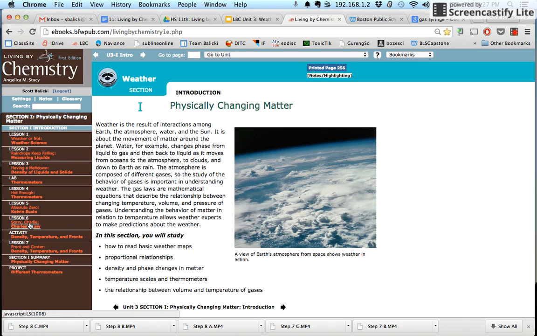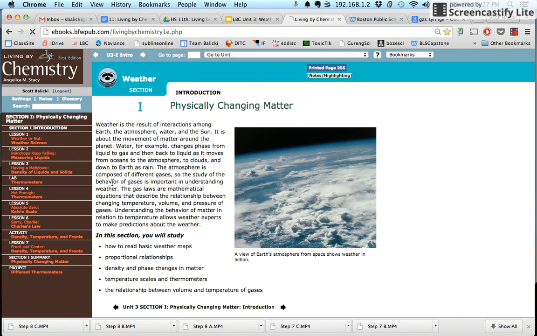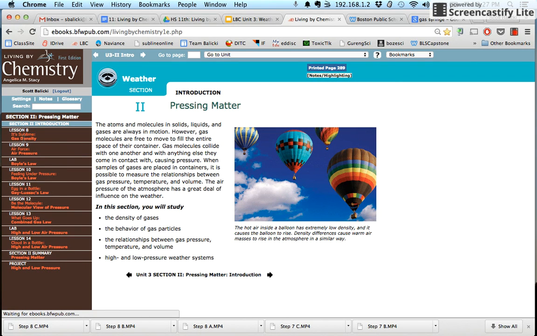In Lesson 6, students are introduced to Charles' law. They see a couple of demonstrations and then perform some calculations and some graph work. And then front and center, students learn about fronts, moving air masses, and how they relate to weather. In Section 2, we begin with It's Sublime, which deals with gas density. Students get to do a cool experiment using dry ice.